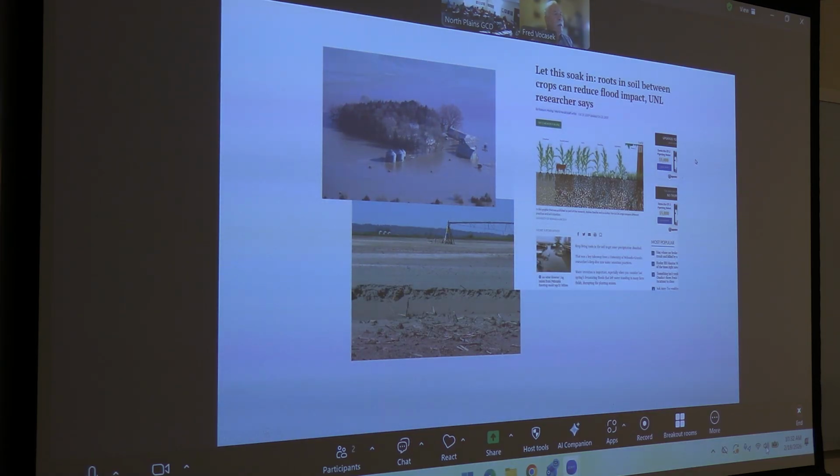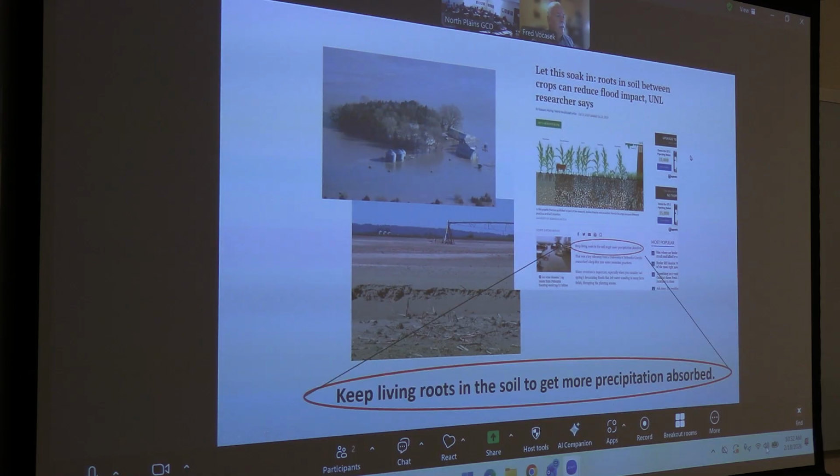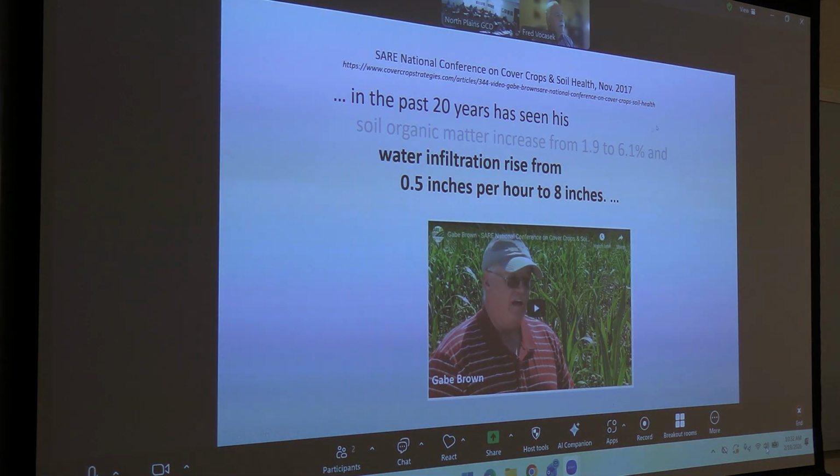Now I ran across this, when you're talking about infiltration, this headline, from 5-6 years ago in Nebraska, when there was a bunch of flooding. The headline here says, let this soak in, roots can reduce flood impact. And the implication was that maybe if we got living roots in the soil, we would be able to control flooding. We could move water through the profile and limit the amount of flooding. You had to read into the article a little bit and find out that actually what they were talking about with the flooding impact was simply loss of soil, loss of erosion. But you have to be a little careful about what you read, the headline, and what's behind the story.